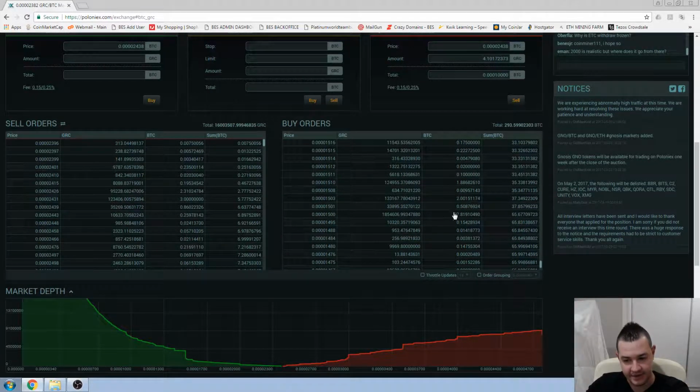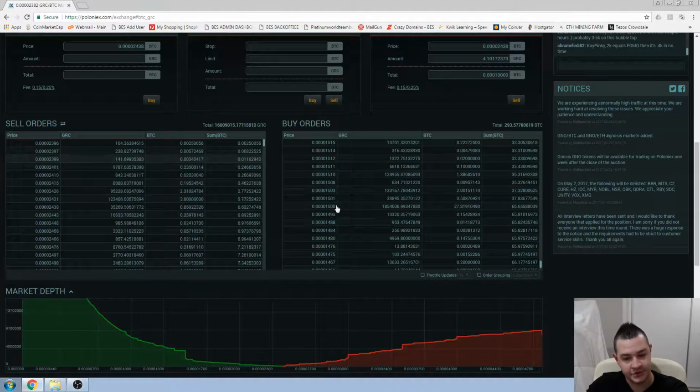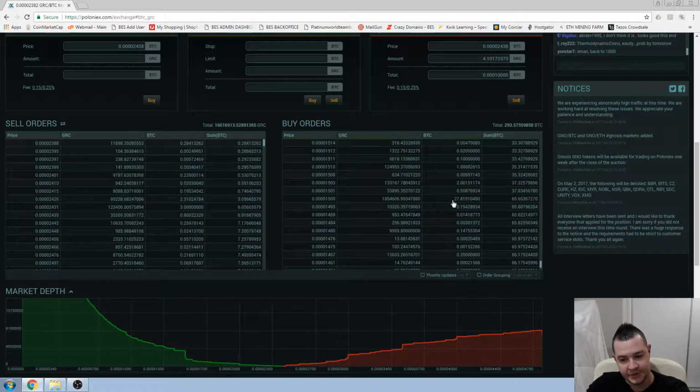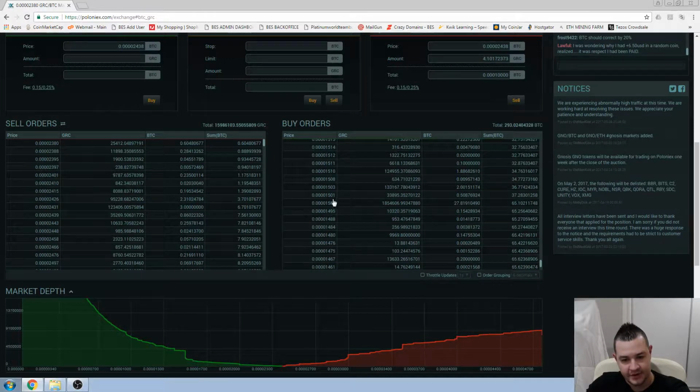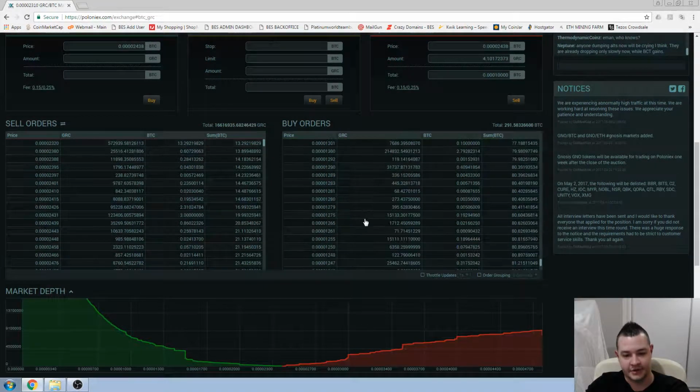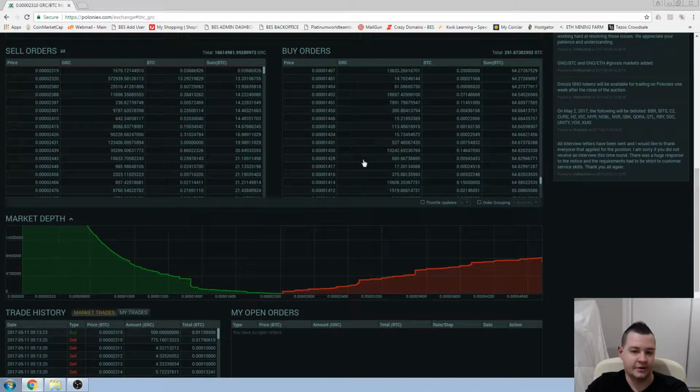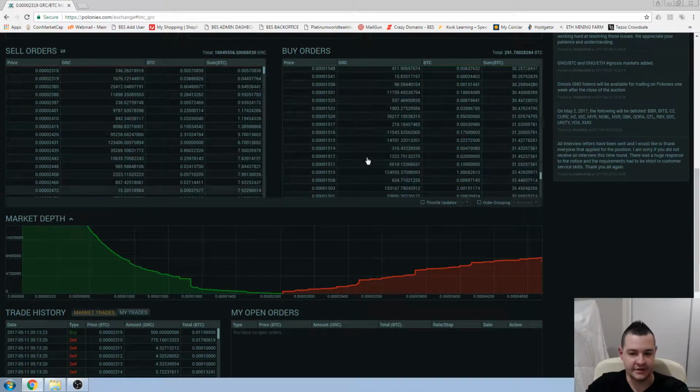So here's a massive wall. 1500, another round psychological number. This one is 27 Bitcoin. So if price got down to 1500, if I was happy with around 1500, I'd go 1501 or 1510 or 1513 or 15.